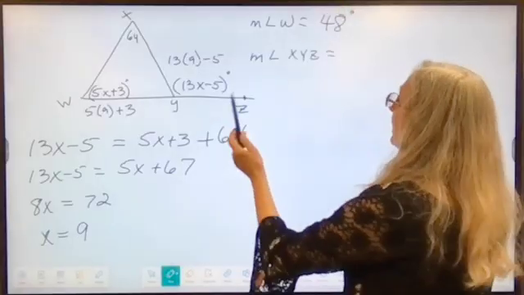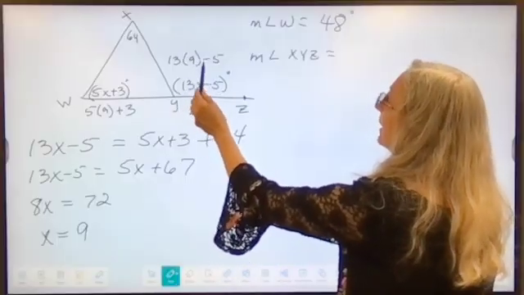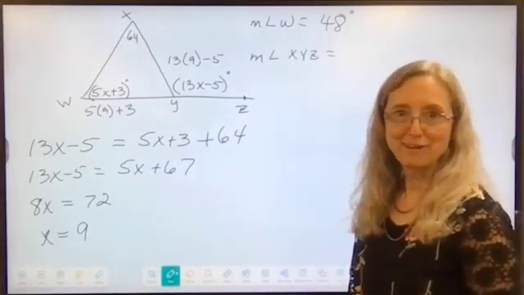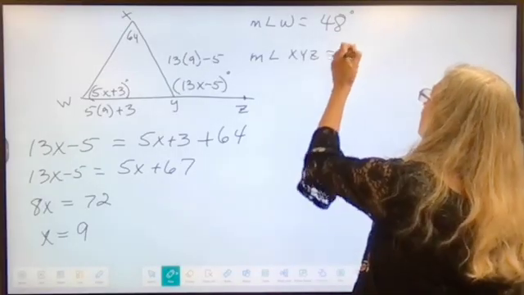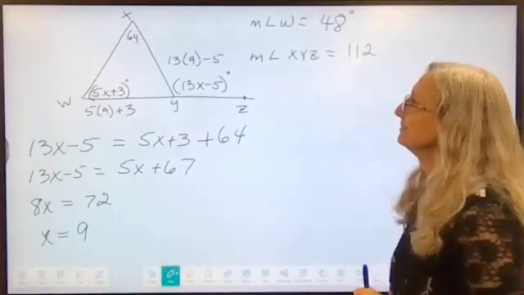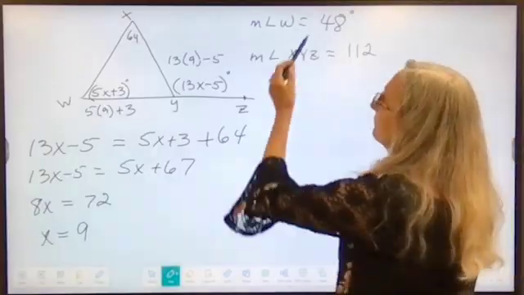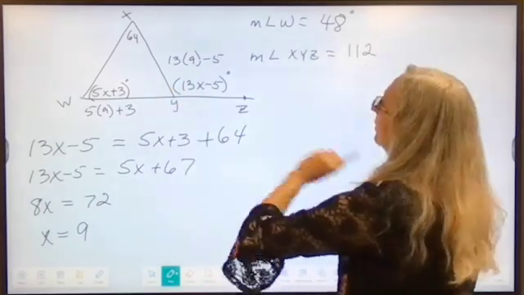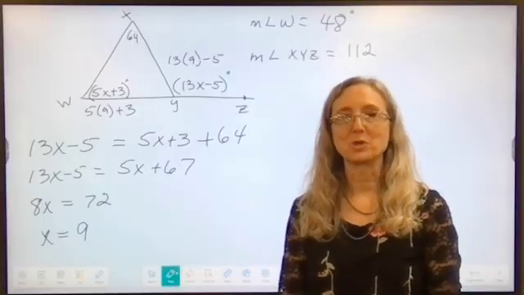And the measure of angle XYZ is 13 times 9 minus 5, which is 112. And now how can we check? If we're right, then 48 plus 64 should equal 112, and it does. So we've solved it.